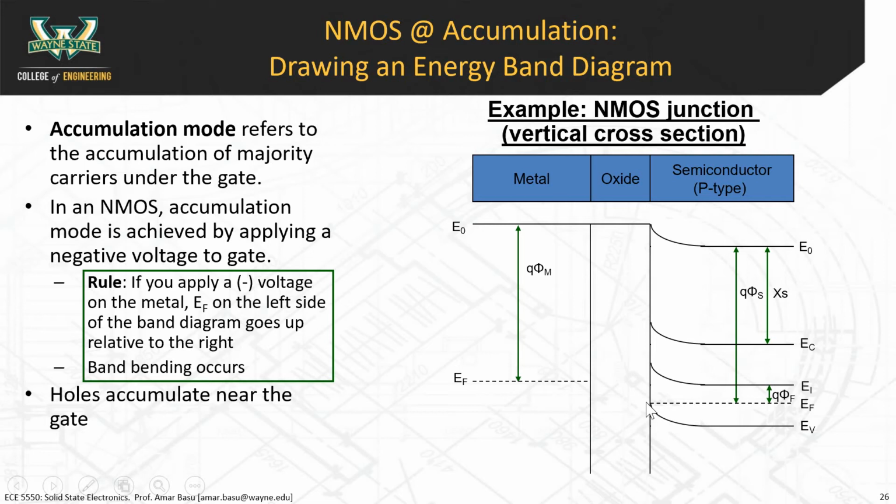What's actually happening physically is that when you apply a negative voltage to the gate, I'm just going to draw this down here. Imagine that you have an NMOS device here.